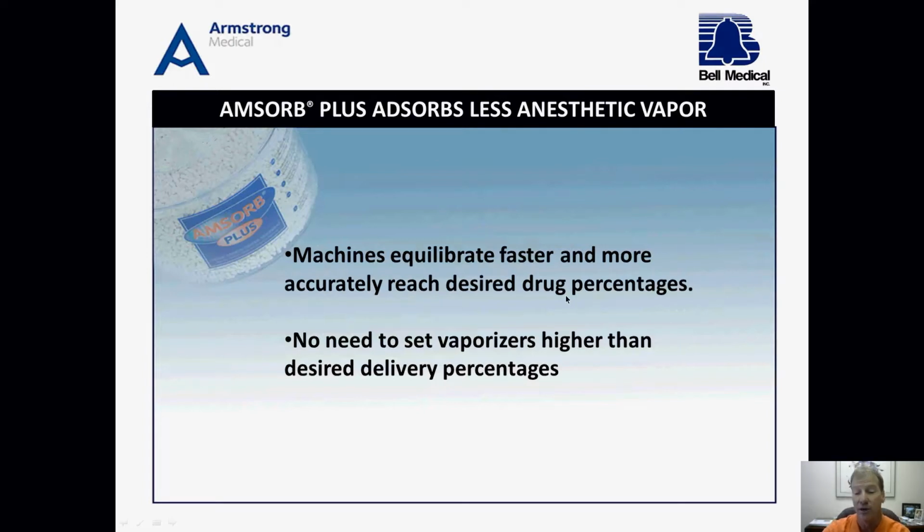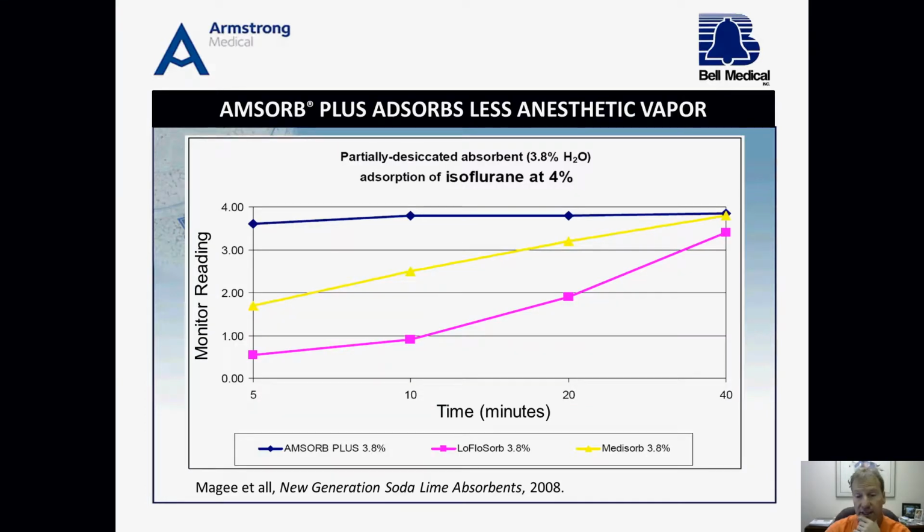Machines equilibrate faster and more accurately. They reach the desired percentage. So when you dial in 3%, you'll get to 3% faster with Amsorb Plus because we don't have adsorption. And there's no need to set the vaporizers higher because we'll get to that dialed in setting.